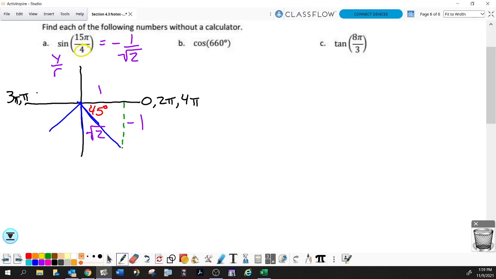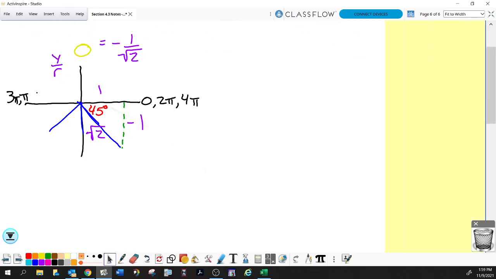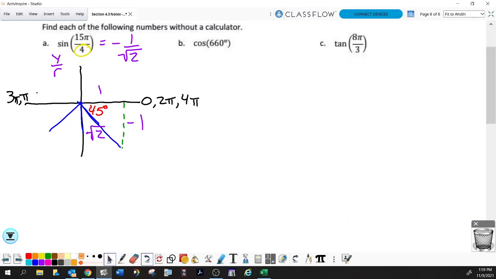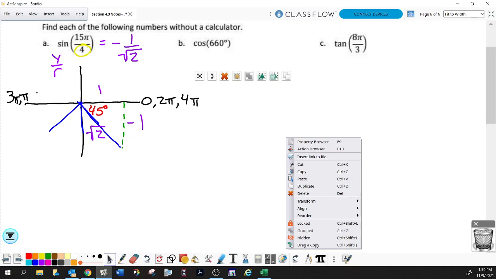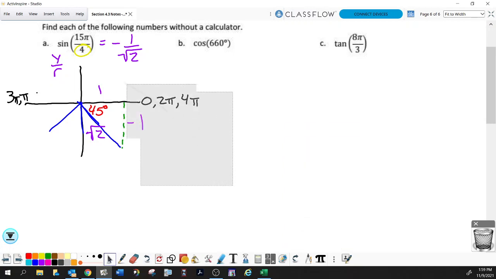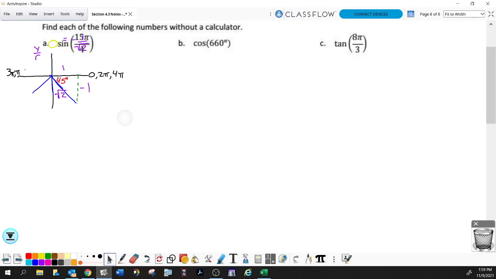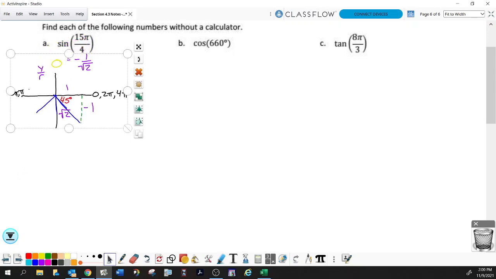Can I shrink it so I have more writing space? Okay. Hold on. There. Oh, it shrank my answer too. Oh well, we'll just do that. There.